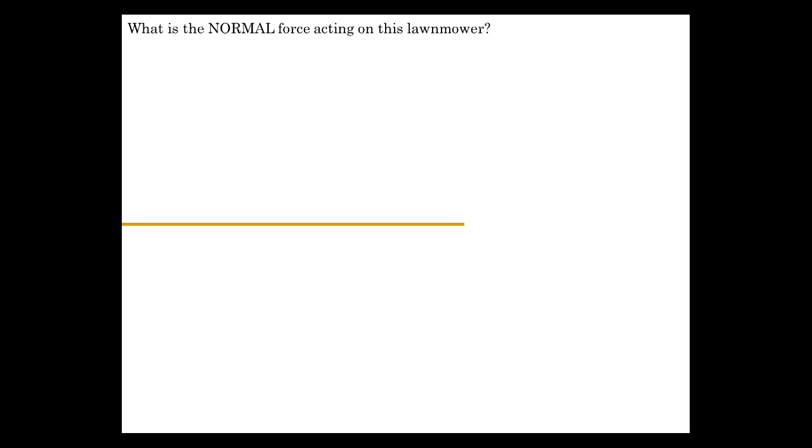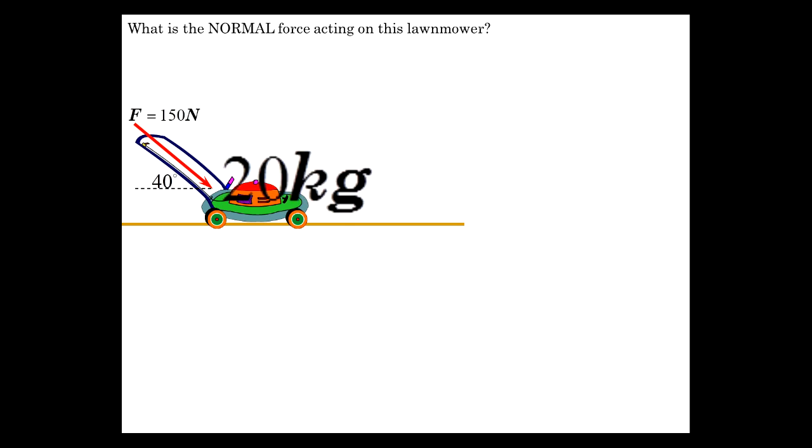Okay, we're going to do a lawnmower problem. The problem is just to find the normal force acting on the lawnmower. So here's all the data. You're pushing on this handle, which is 40 degrees from the horizontal, with 150 Newton force. The lawnmower is 20 kilograms, and it's going to move along the ground. And you've got to figure out the normal force.